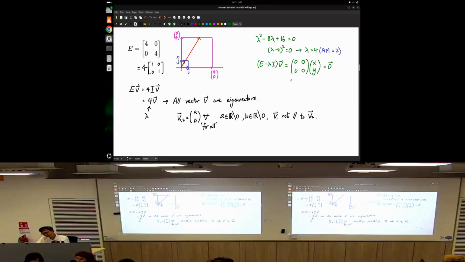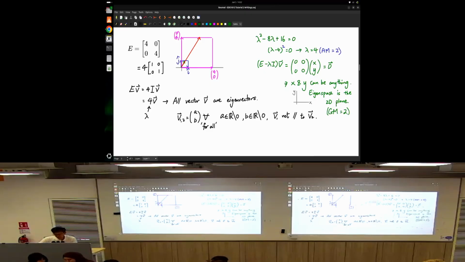So what does this tell you? x and y can be anything. There's no constraint at all. Now, if x and y can be anything, what is the eigenspace? The eigenspace is the whole plane, because the whole plane represents all values of x and y. So the eigenspace is the whole 2D plane. Because the eigenspace is the whole 2D plane, since x and y can be anything, therefore, the GM is 2. So geometric multiplicity equals the algebraic multiplicity.